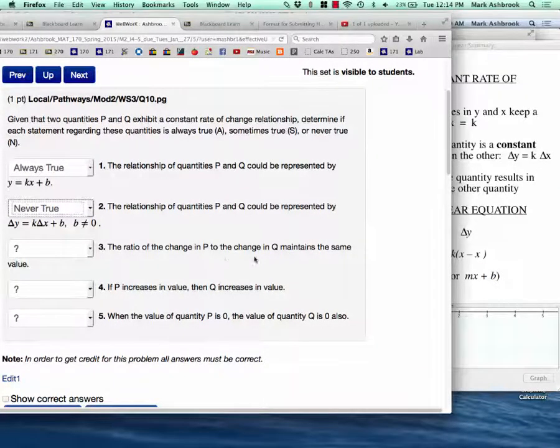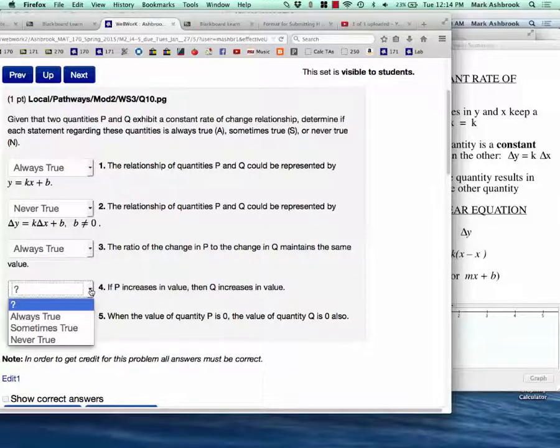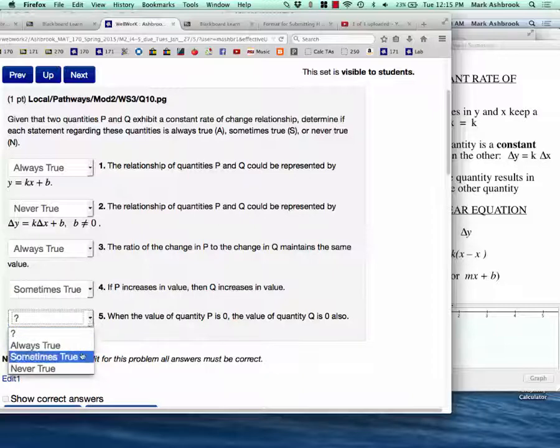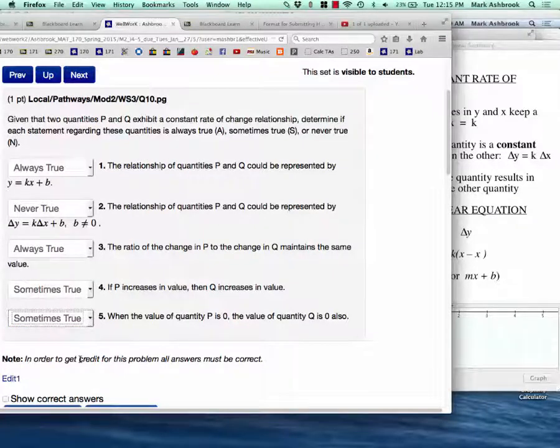The ratio of the change in P to the change in Q maintains the same value. Always true, constant ratio. If P increases, then Q increases. Okay, so some linear functions increase, some linear functions decrease. Constant rate of change could be increase or decrease. That's sometimes. And when the value of P is 0, the value of Q is 0 also. Okay, thinking constant rate of change, that's sometimes true. So you're thinking about a linear function. It could go through 0, 0, or it doesn't have to.